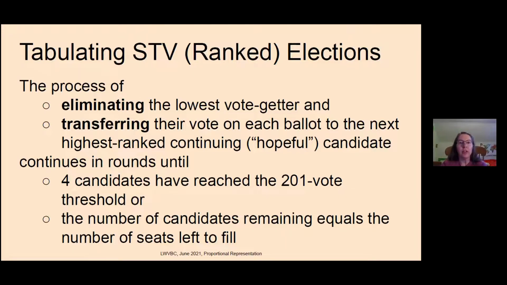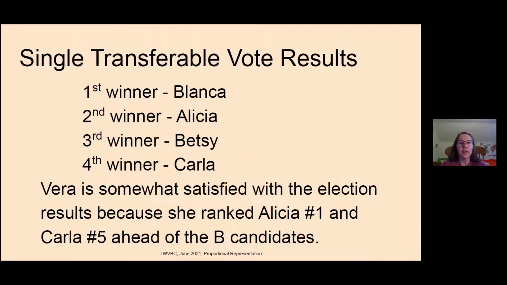Okay, what are the results? Blanca was the first winner, Alicia the second, Betsy the third, and Carla the fourth. So this is similar to the previous results in the other methods, but the B voters didn't waste their votes as much in this method. And so they got this first and third winner. Vera is somewhat satisfied because she ranked Alicia first and Carla ahead of the B candidates.